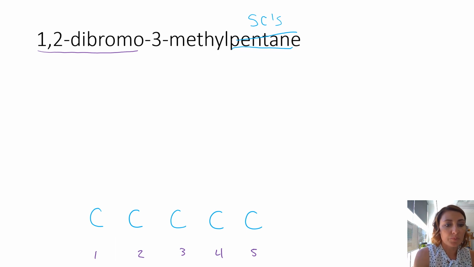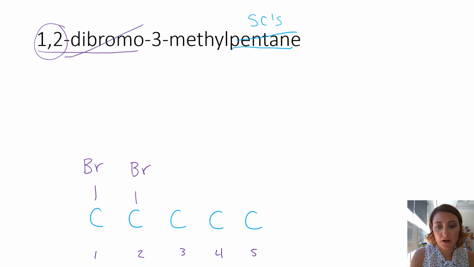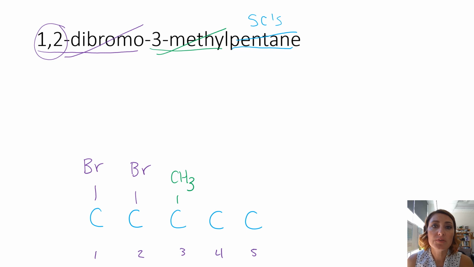All right, so we have bromine groups on the 1st carbon, and we have a bromine group on the 2nd according to this. We're done with that. Our next set of groups, we have a methyl on the 3rd carbon, and we're done with that. So now we've addressed the parent chain and all the groups that are coming off of it and the correct carbons that they're coming off of.